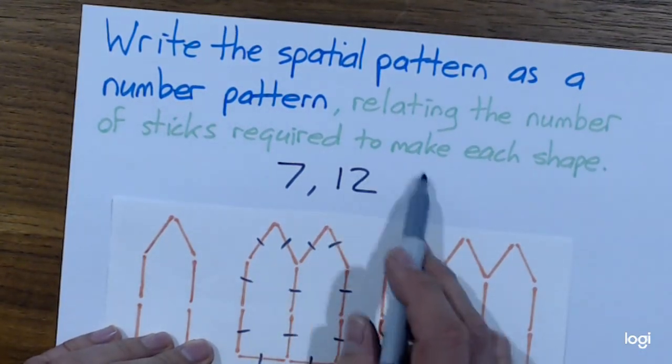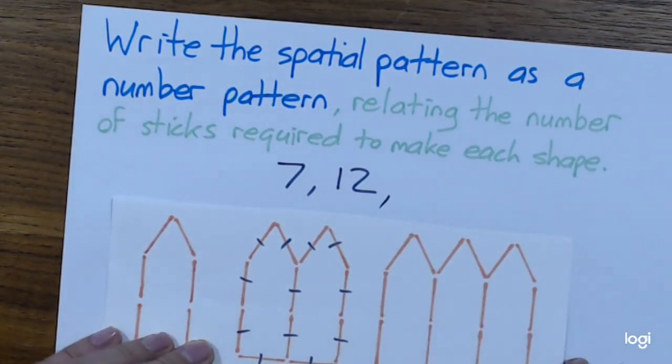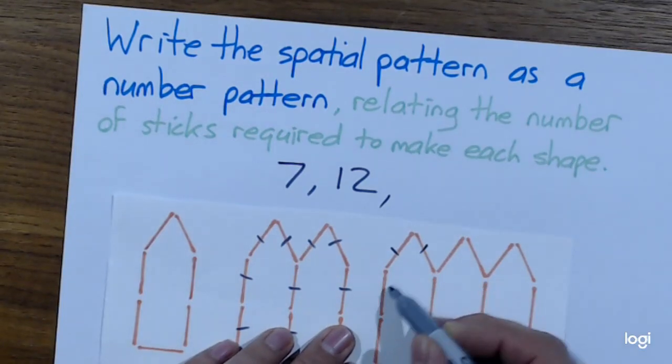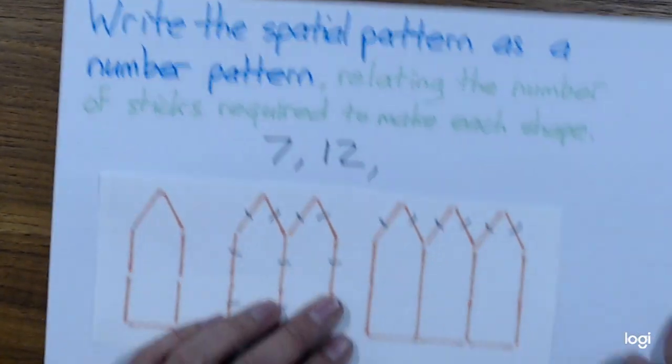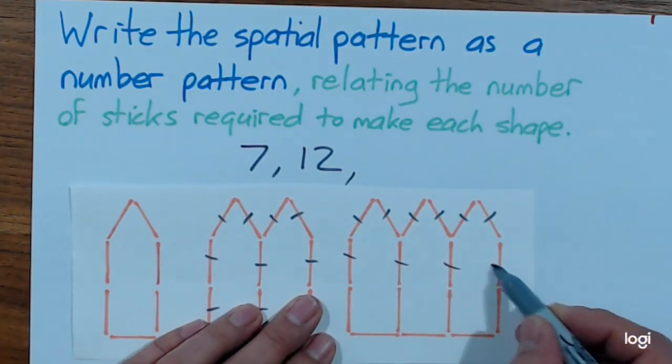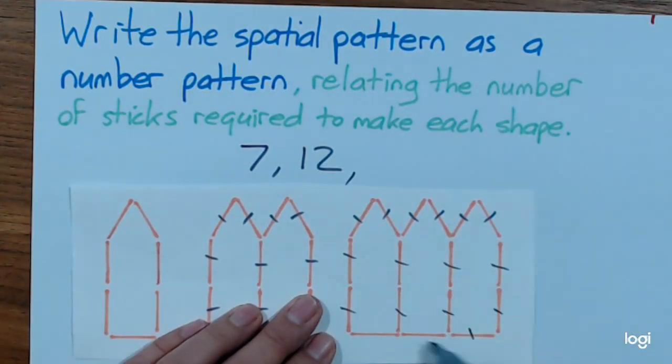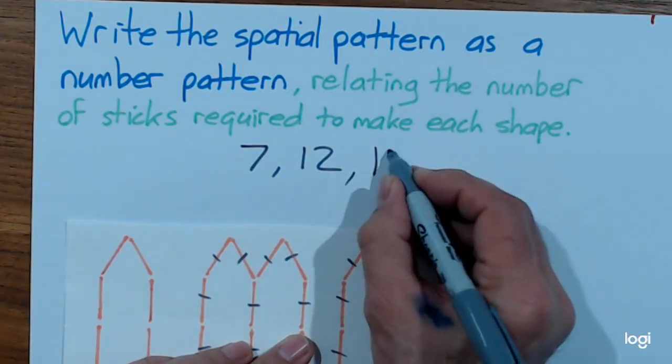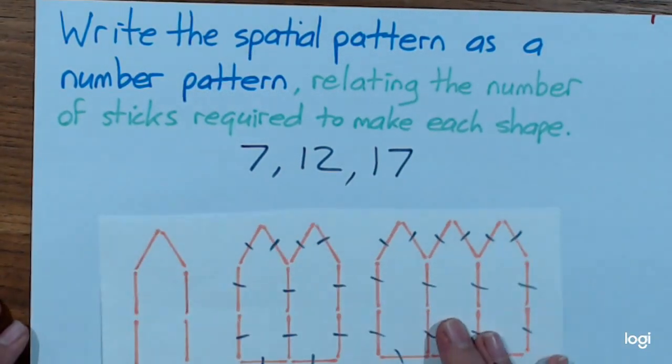So I reckon the next one is going to be 5 more, which is 17. But I'm going to check. 1, 2, 3, 4, 5, 6. Sorry, trying to fit it all on the screen. 7, 8, 9, 10, 11, 12, 13, 14, 15, 16, 17. I was right. Okay, that's the answer to that question. Done.